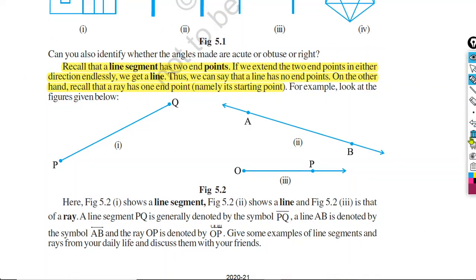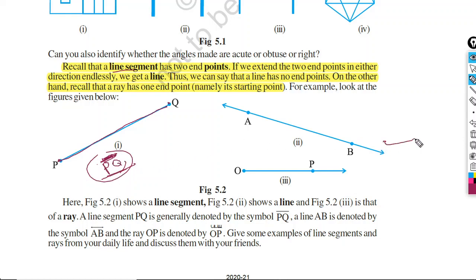Okay. So we'll start with line segment. What is a line segment? If you can remember, here in this figure you can see it has two endpoints. For this case, P and Q are endpoints, and we write this line segment like this: PQ with a line segment symbol above it, and we read it as PQ line segment.